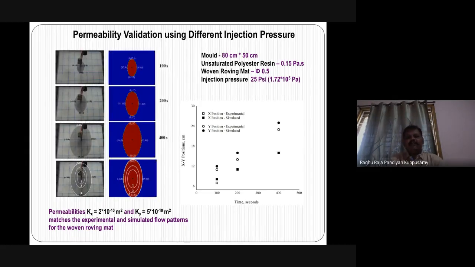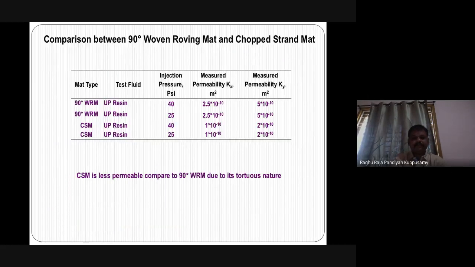So we tried to find out the effect of pressure. We varied the pressure also and tried to find out the permeability variation, but it is not varying much. So when it comes to the comparison between the unsaturated polyester resin with respect to woven drawn mat and chopped strand mat at different injection pressures, you have replicability of the permeability measured. So we can ensure the effective permeability in the X direction and Y direction for the 90-degree woven mat as well as the CSM mat, with the values given in the tabular column.